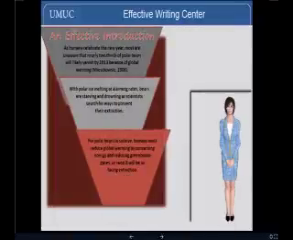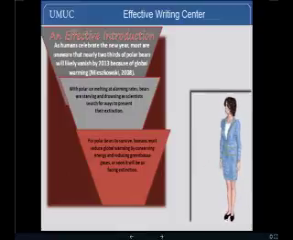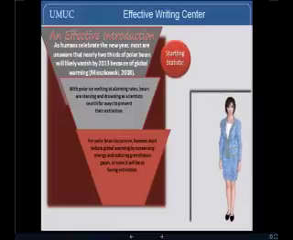Let's take a quick look at an effective introduction that combines these elements. As humans celebrate the new year, most are unaware that nearly two-thirds of polar bears will likely vanish by 2013 because of global warming. As you can see, it begins with a startling statistic that underscores the topic's importance.